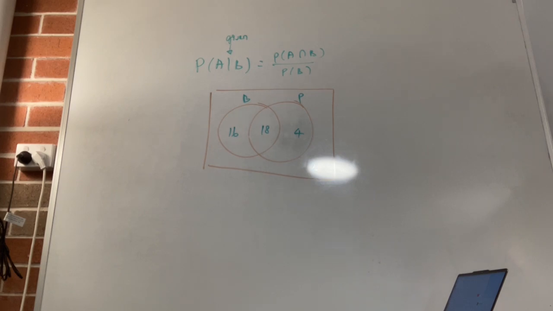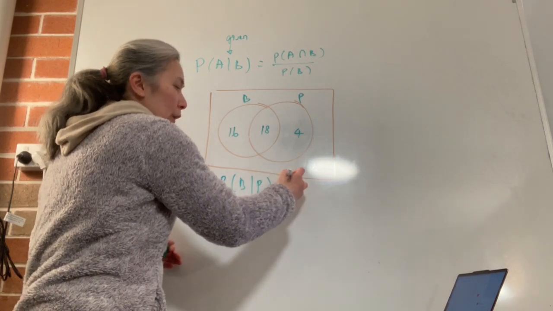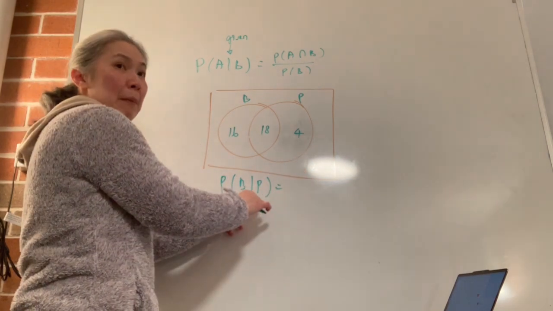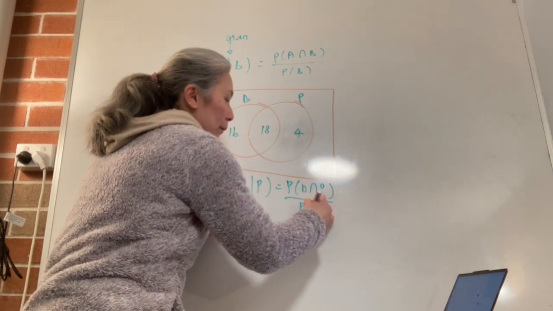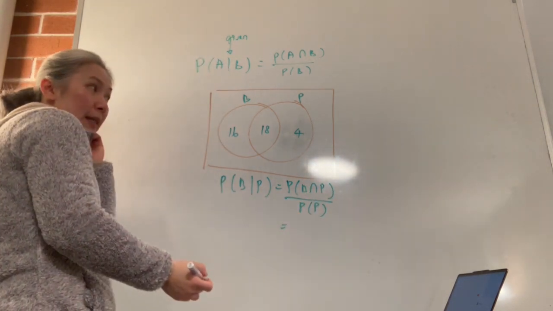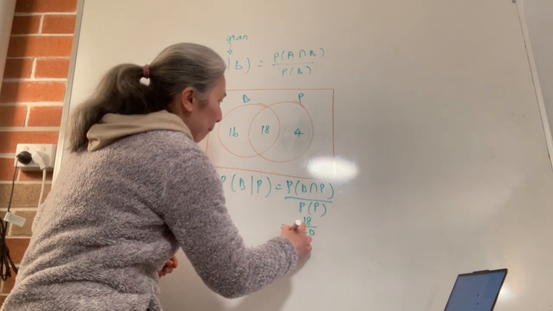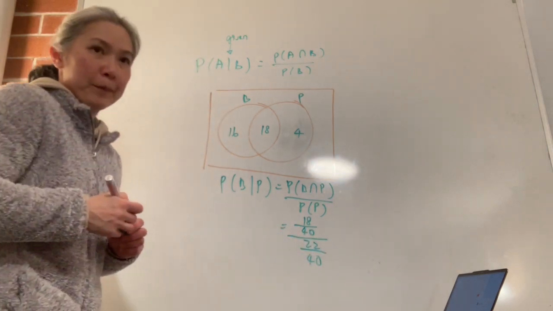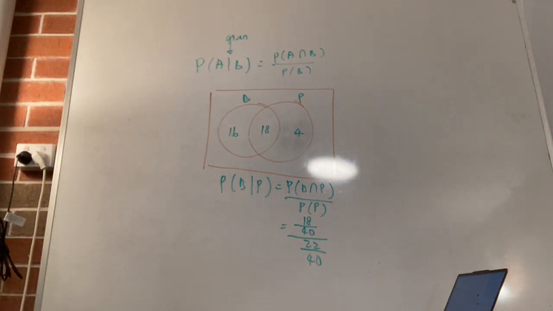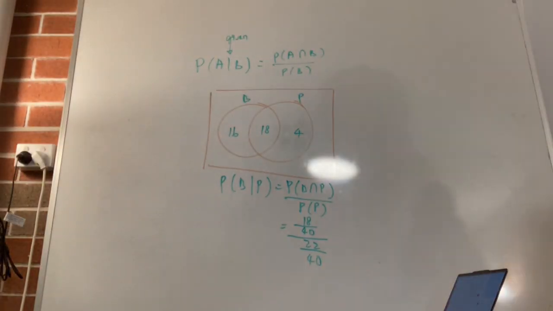And then banana given pineapple. So probability of banana given pineapple. So that means probability of banana and pineapple over probability of pineapple, which is 18 out of 22. So that means it will be 18 over 22. Yeah. And then the next one is 6.